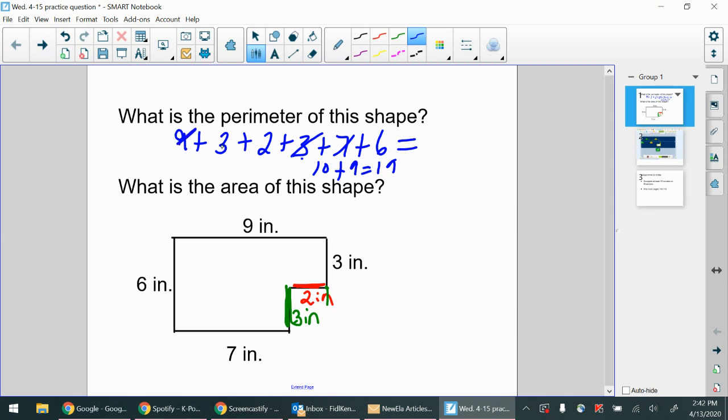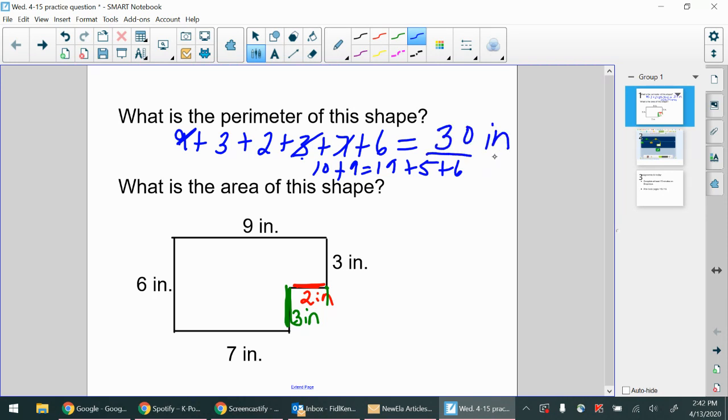And let's see, I know 3 plus 2 is 5. And then I have this 6 over here. Let's see, 5 plus 6 is 11. So if I do 19 plus 11, that is going to get me 30.